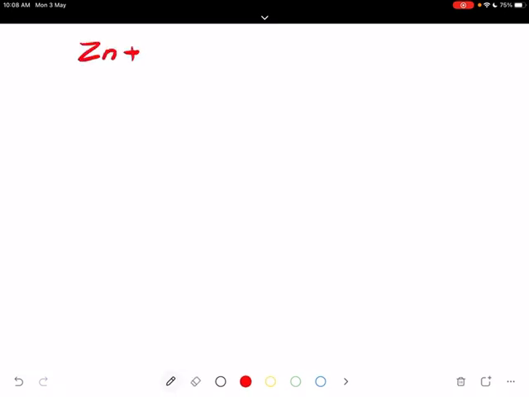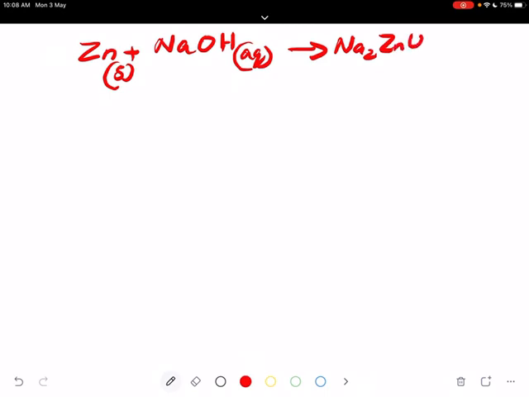the base is NaOH. So this is zinc solid, NaOH is aqueous solution, means NaOH pellets mixed with water to form an aqueous solution. It will give this salt, that is Na2ZnO2, that is the salt formed, plus hydrogen gas.